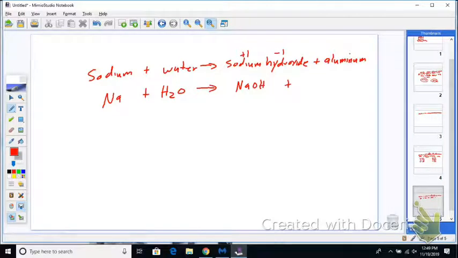Plus hydrogen. That should be hydrogen. I don't know why I wrote aluminum. Got aluminum on my mind, I guess. So that should be hydrogen gas. Now, something that's hard to remember, and this is the first time it comes into play, is if there's a select number of elements, they're kind of like pairs of shoes in your closet. You have to show 2 of them.